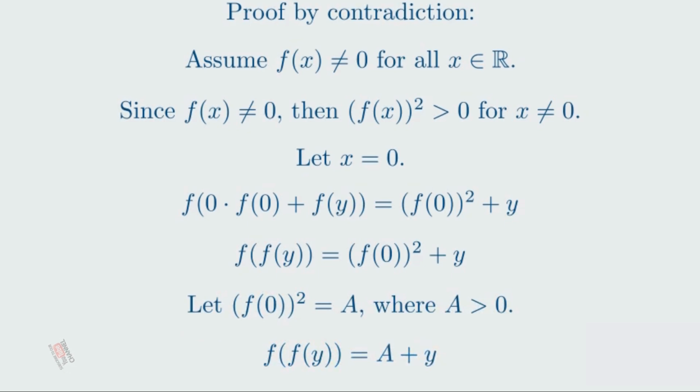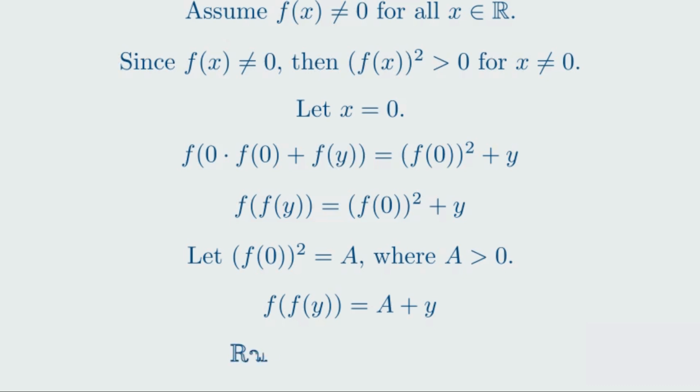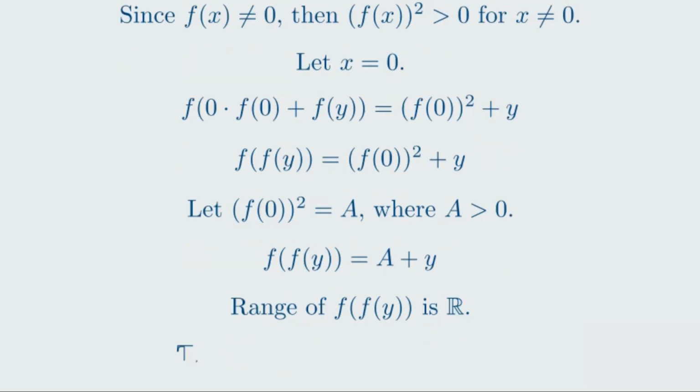This equation tells us something powerful about the range of f. Because a + y can take on any real value by choosing an appropriate y, it means that the set of values that f(f(y)) can be is the entire set of real numbers. In other words, the range of the composite function f∘f is all of R. This implies that the range of the original function f must also be all of R. This is a property of functions and their ranges.